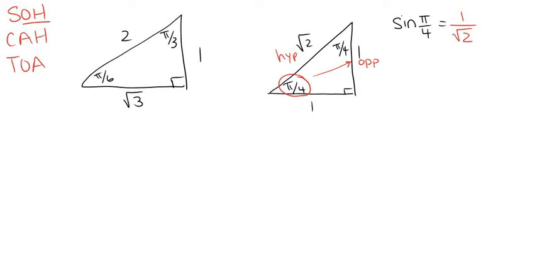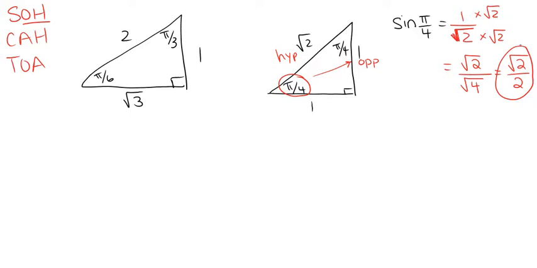And then there's one other thing to remember, and that is we don't like radicals in the denominator. So to get rid of that radical, we need to multiply the top and the bottom by root 2, which is called rationalizing the denominator. The numerator will become 1 times root 2, and the denominator will become root 2 times root 2, which is root 4. And we can simplify that to root 2 over 2, because the square root of 4 is just 2. So as it turns out, sine of pi over 4 is equal to root 2 over 2 in its better notation.